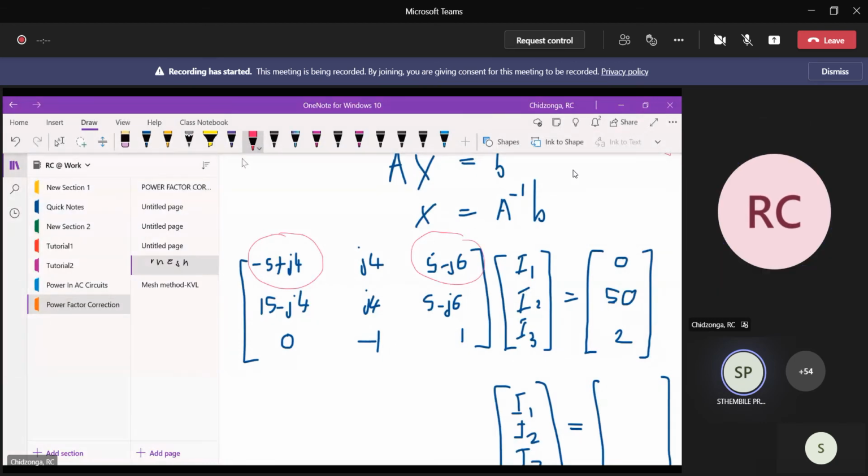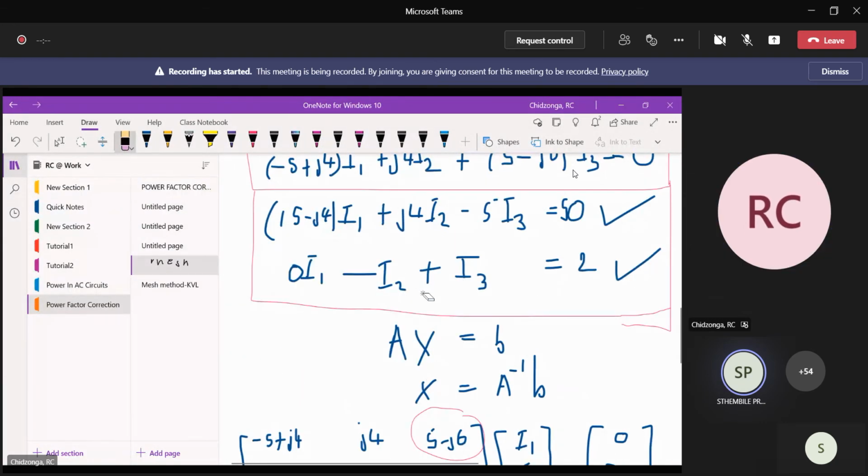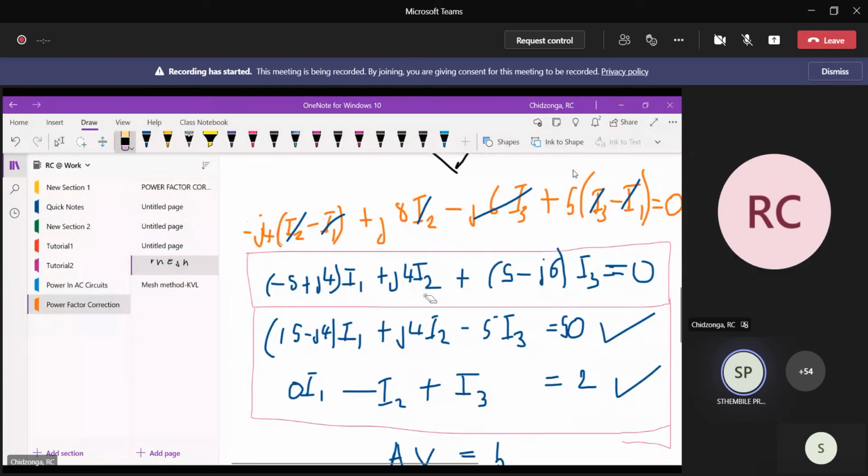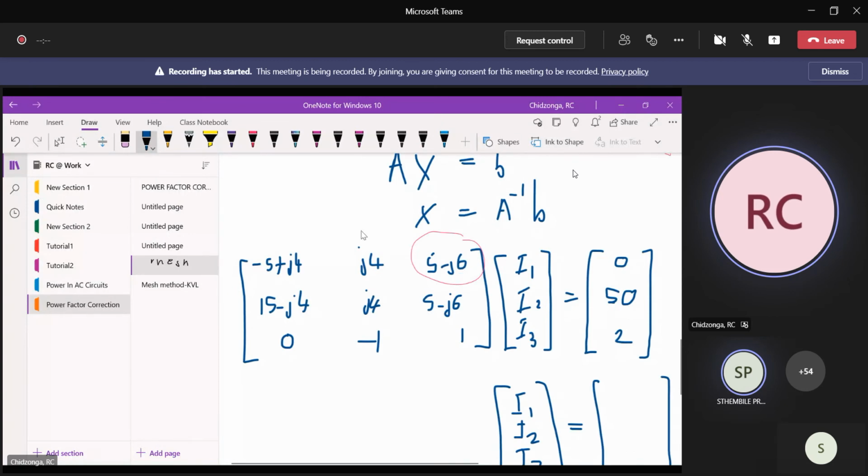Okay, remember this is the last equation, which should be this one. Correct. This is the last equation, this one. So the term that multiplies I3 is 5 minus J6, which is this. Okay, sir, I can see it.